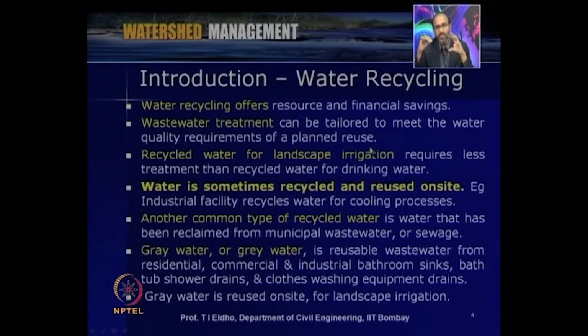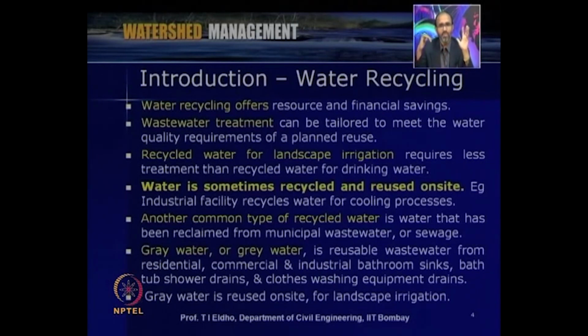So, if we are planning to use it for, say, drinking, then we have to go for entire cycles of treatment like preliminary, primary, secondary and tertiary treatment, and even reverse osmosis or that kind of treatment is required if you are going to use it for drinking. But for other purposes like irrigation or industrial reuse, we do not have to give that much treatment. So, that way we can save water.